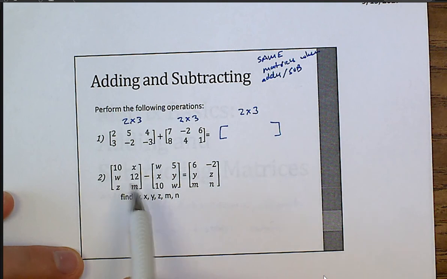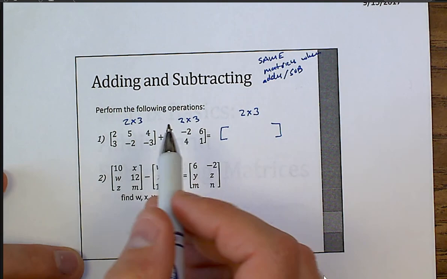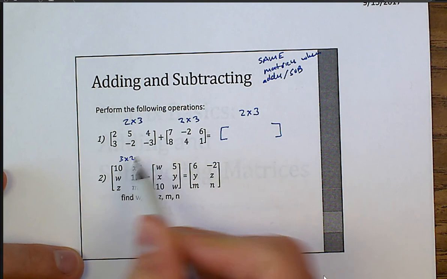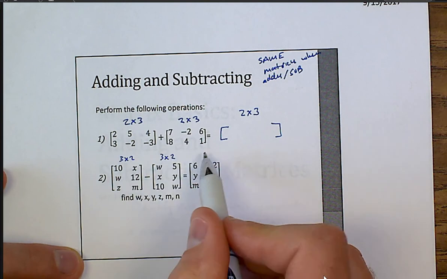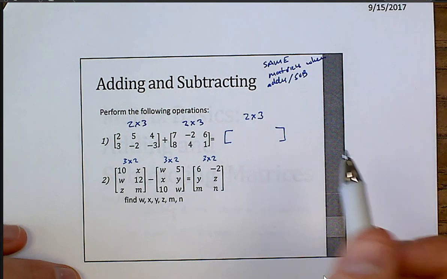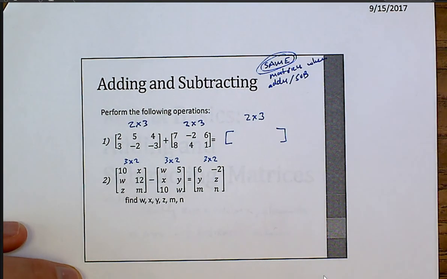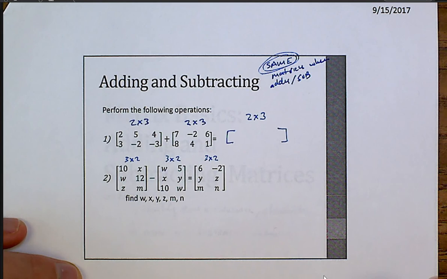Even when you're doing subtraction, you can see here this is a 2 by 3. Or excuse me, this is a 3 by 2 here. This is a 3 by 2 here. This is a 3 by 2 here. When you're adding or subtracting, they have to be the same, okay? Which, when we get to multiplication and division, it's a little bit different.